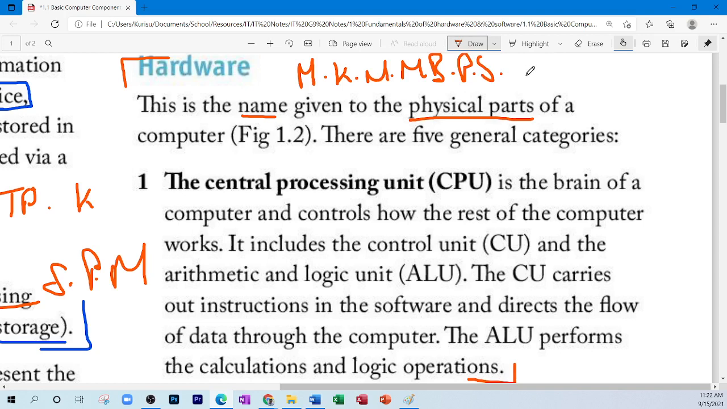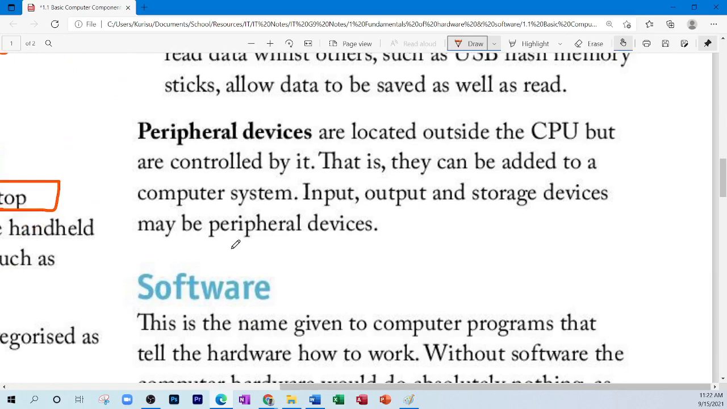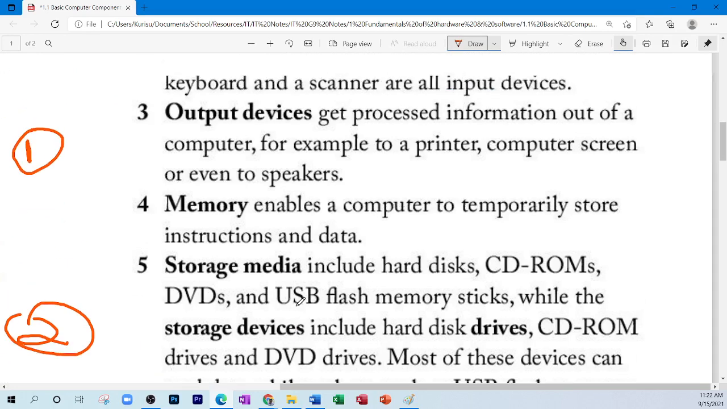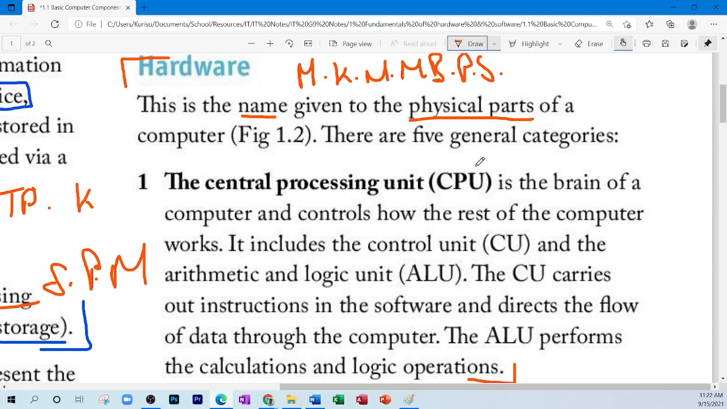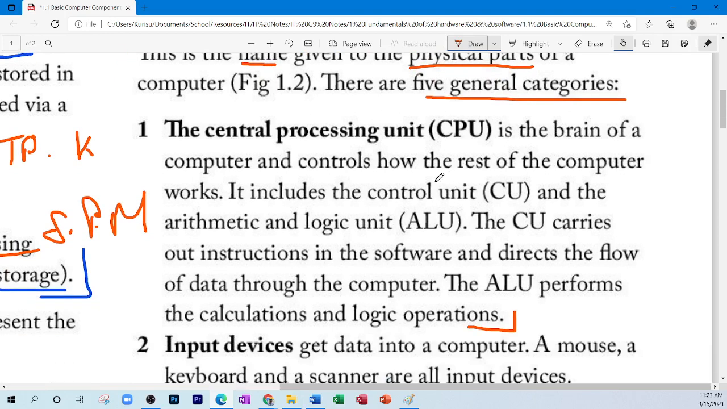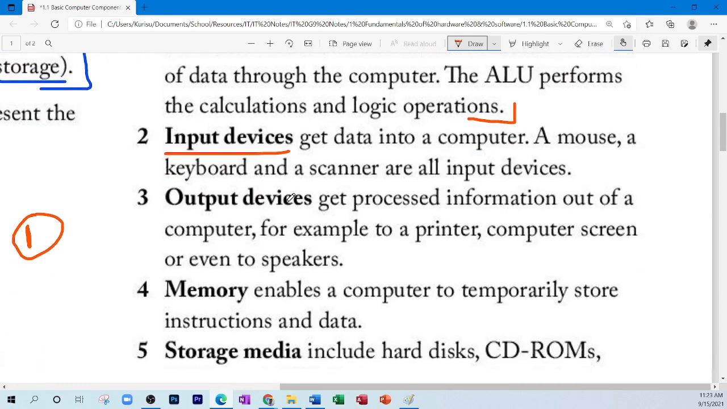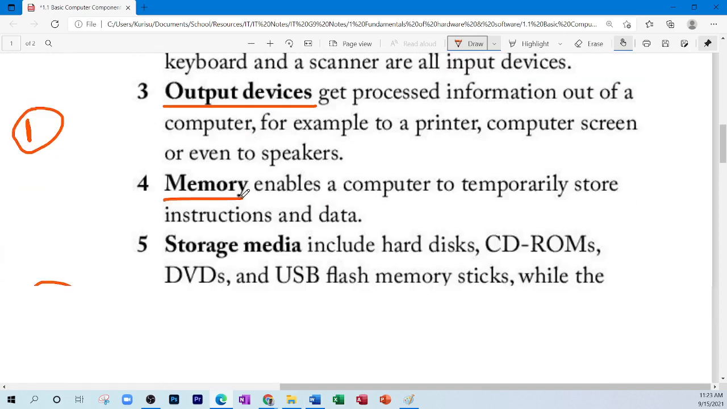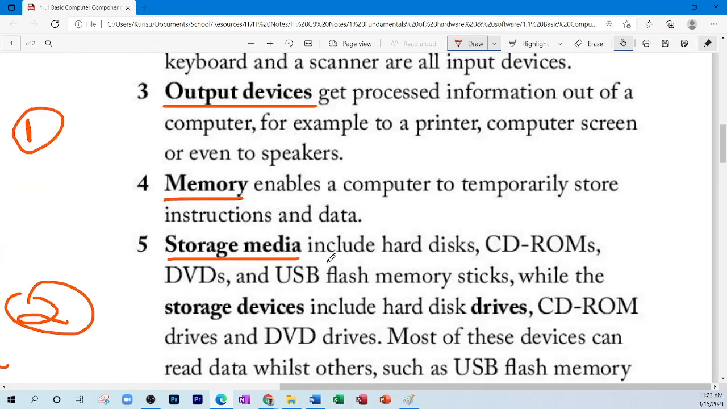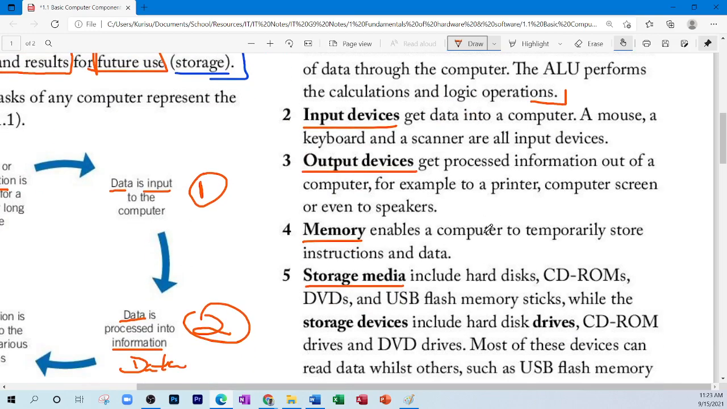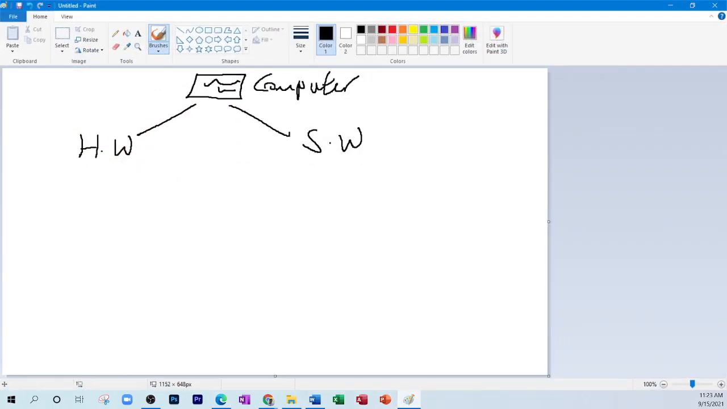So we get the idea. Basically, any part of your computer that you can touch, that you can feel, that you can hold, the physical parts of your computer, that is the hardware. Please remember that, because it contrasts with software. It's the opposite of software, so we're going to look at that when we come to that area. The physical parts of your computer have 5 categories: 1, the CPU, 2, input devices, 3, output devices, 4, memory, and 5, storage media. This is why I created that diagram, because it helps you to remember those categories.